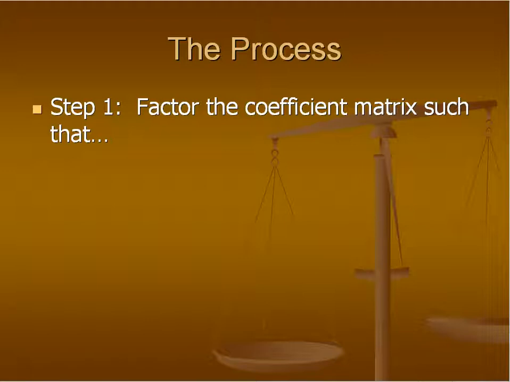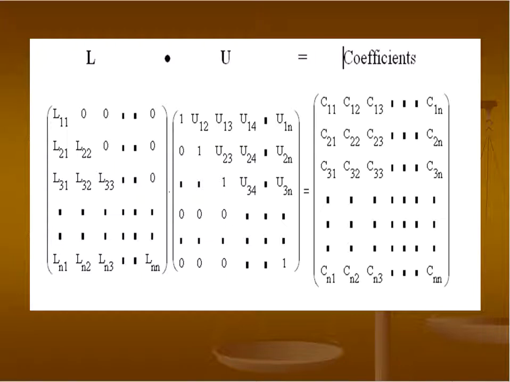So the general process involves the following steps. The first thing you want to do is factor the coefficient matrix of your given system such that it looks like this. Okay? So this is the coefficients of your given system of equations, and this is what you want to factor into a matrix L and a matrix U, such that L times U, when multiplied, will equal the coefficient matrix.